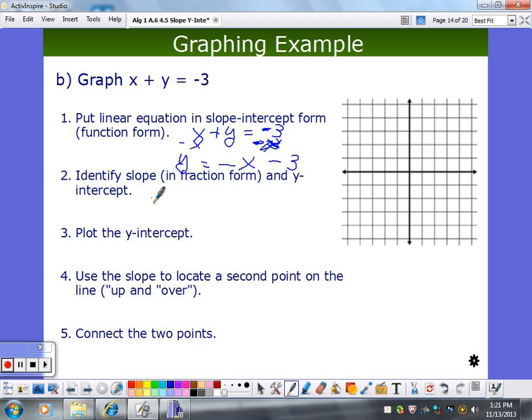So now looking at this, what's my slope? Hand raised. Jerry, what's the slope? How'd you get negative 1? Yeah, I've got my invisible coefficient of 1 there. So my slope is negative 1. Show of hands, what is my y-intercept? Claire, what is it? Negative 3. And remember, that's a point on the graph. It's this point, so I can plot that point on the graph. I know the line's going to go through that point.